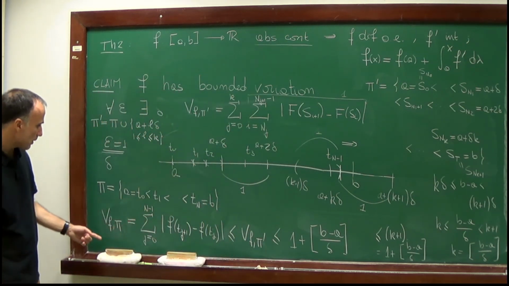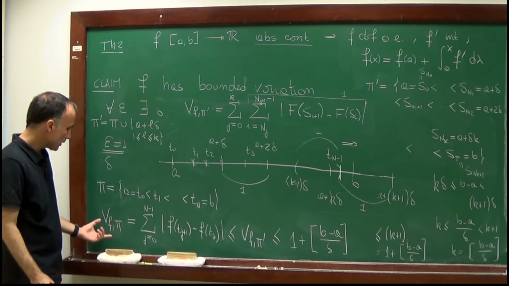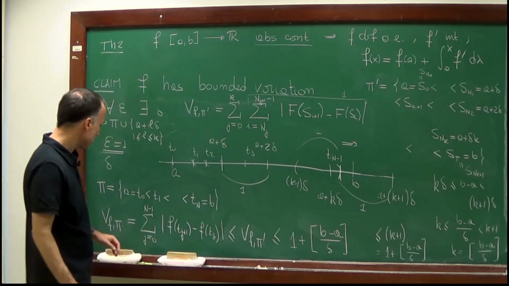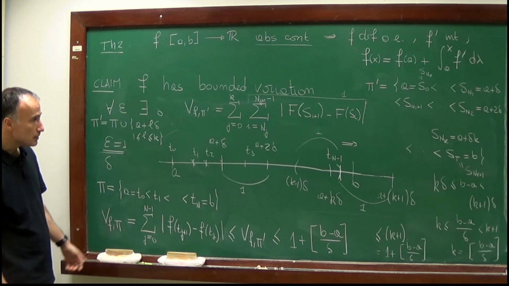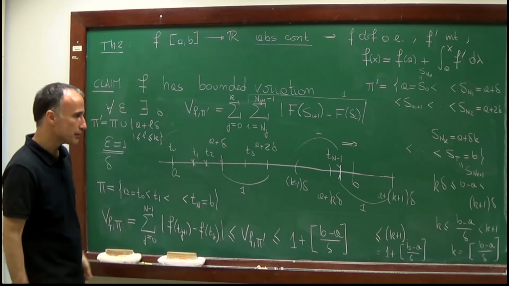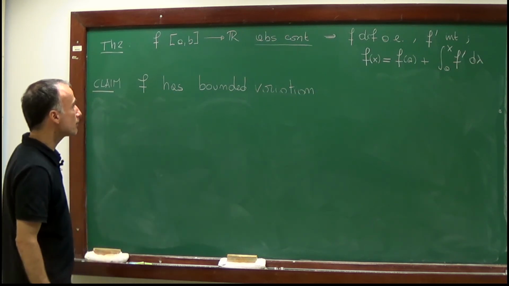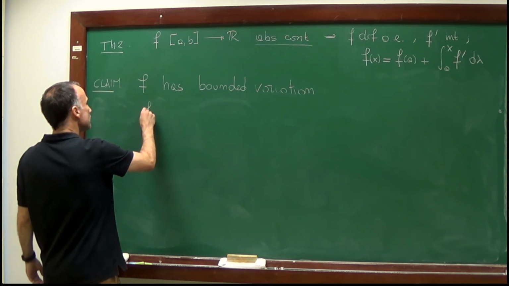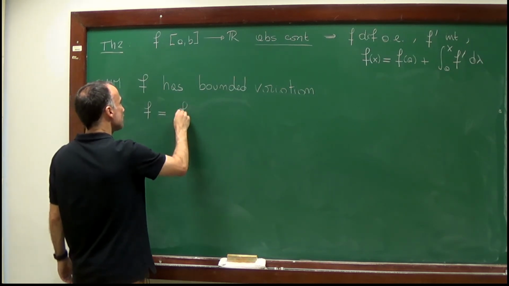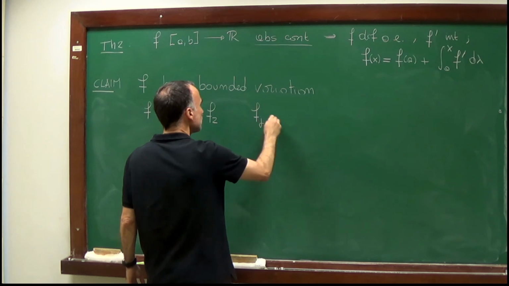And this holds for any partition pi, so I can take the supremum over all partitions pi to get that the total variation of my function f in the interval [a,b] is bounded by this constant, and this proves that f is indeed a function whose total variation is bounded, so it's a function of bounded variation, which was my claim. So we proved that f is a function of bounded variation, and we know that if a function f has bounded variation, it can be written as the difference f1 minus f2, where the fj are monotone increasing.